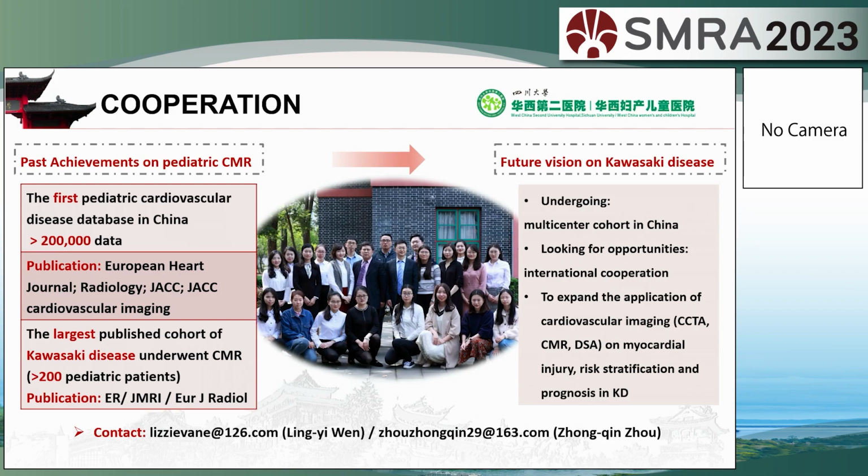We focus on early evaluation and risk stratification of cardiovascular disease in children, like type 1 diabetes, myocarditis, and Kawasaki disease, and so on. And we have the largest published cohort of Kawasaki disease that underwent CMR. Our future vision on Kawasaki disease is undertaking a multi-center cohort in China and looking for opportunities for international cooperation to expand the application of cardiovascular imaging on myocardial injury risk stratification and prognosis in KD. So if you are interested in our study, please contact us. Thank you.